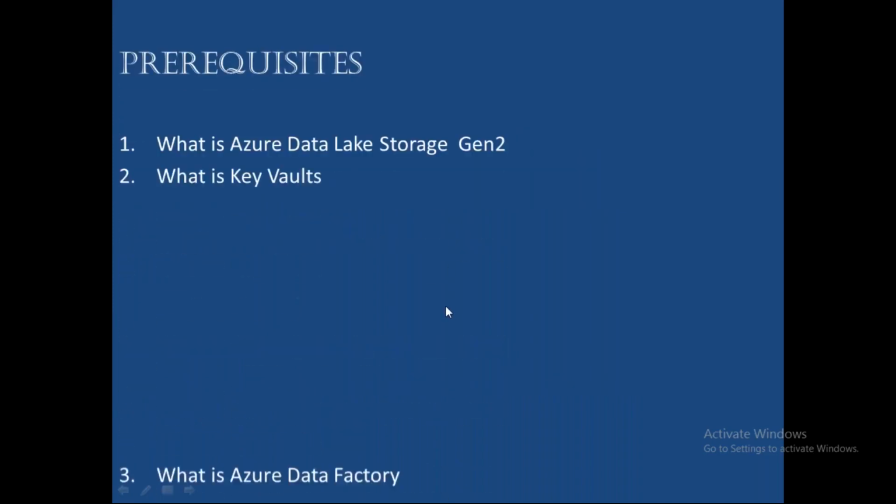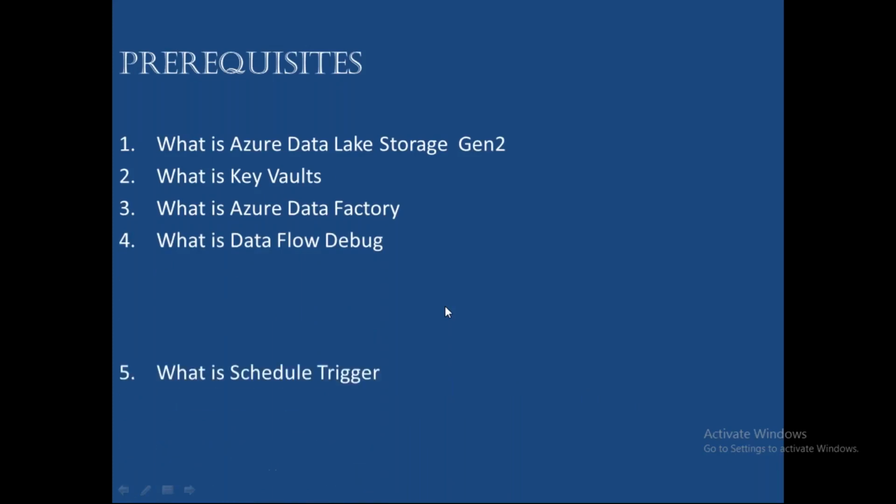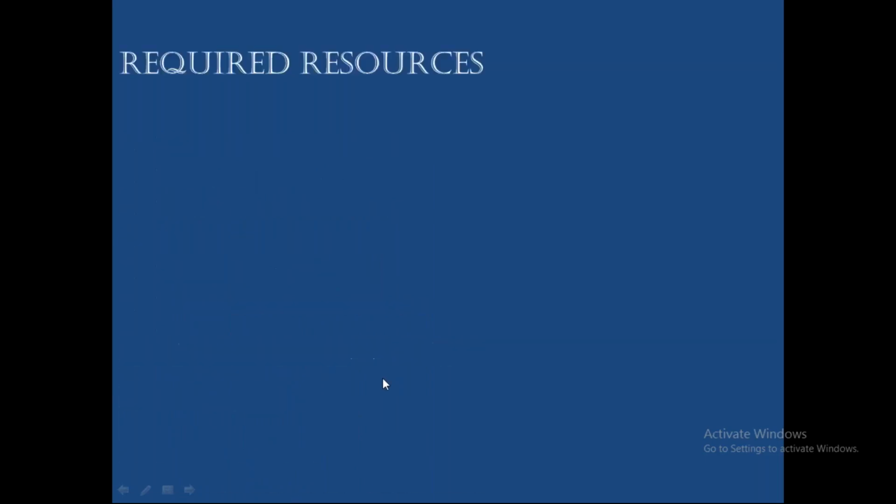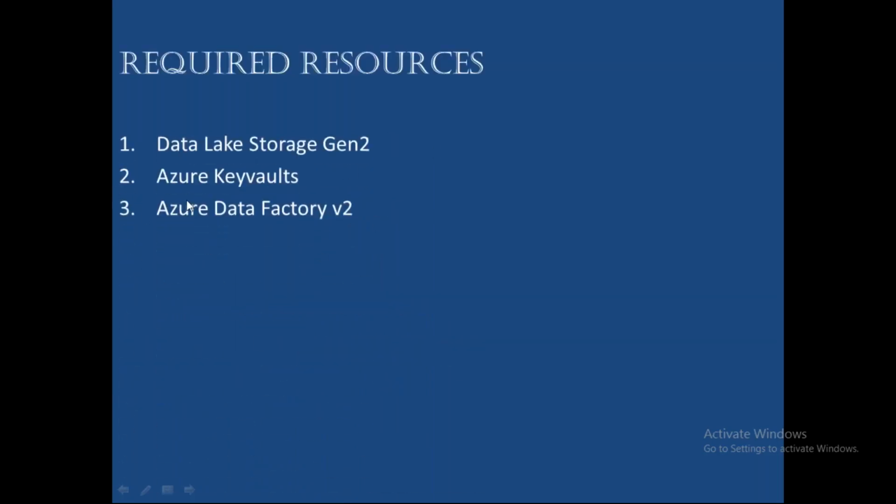Prerequisite, we need to understand data lake storage, key vault, data factory, data flow debug. Okay, schedule, trigger, linked service, data set, activity, and pipeline. All these things we are aware of. Required resources are data lake storage, key vault and the data factory. So I will go and create these three resources quickly.